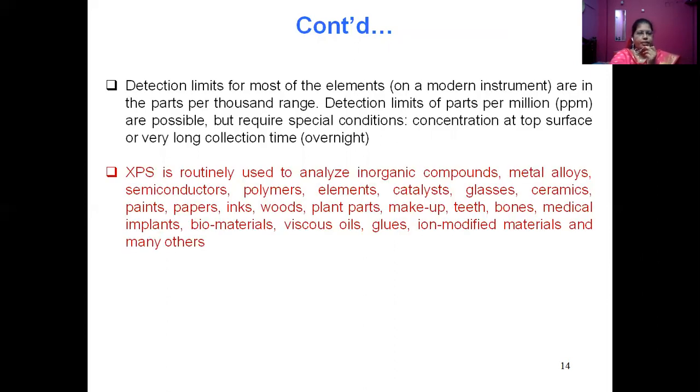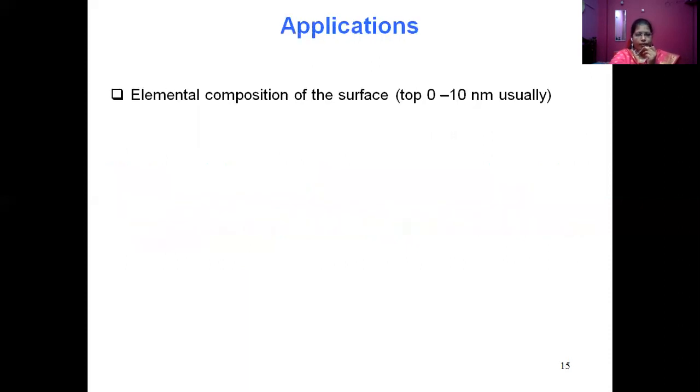So XPS is routinely used to analyze inorganic compounds, metal alloys, semiconductors, polymers, elements, catalysts, glasses, ceramics, paints, papers, inks, woods, plant parts, makeup, teeth, bone, medical implants, biomaterials, viscous oils, glues, and modified materials, and many others. XPS is less routinely used to analyze hydrated forms.